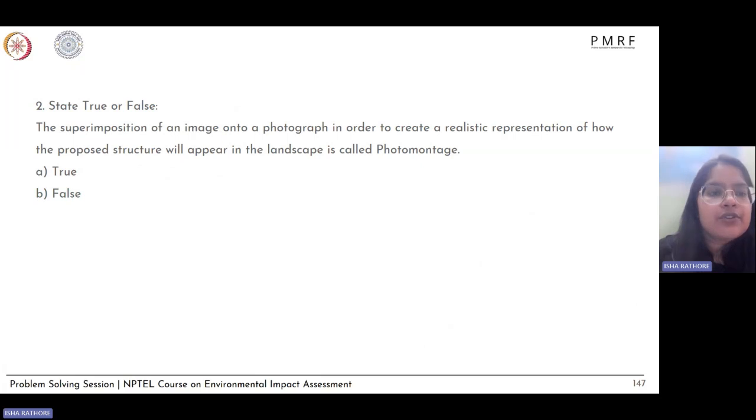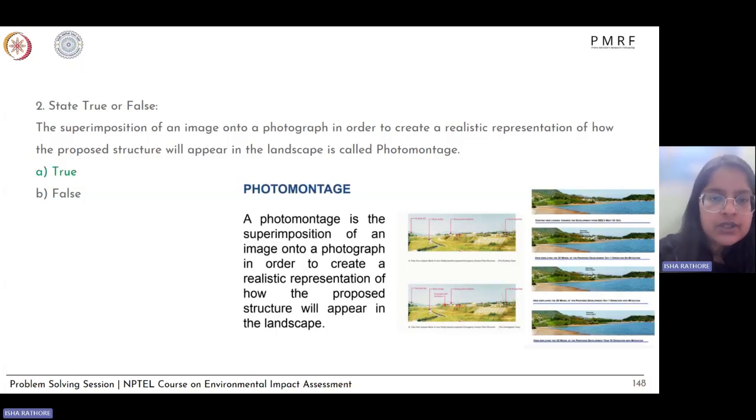Moving on, state true or false. The superimposition of an image onto a photograph in order to create a realistic representation of how the proposed structures will appear in the landscape is called photomontage. Is the statement true or false? So the given statement is true. A photomontage is the superimposition of an image onto a photograph in order to create a realistic representation of how the proposed structure will appear in the landscape.